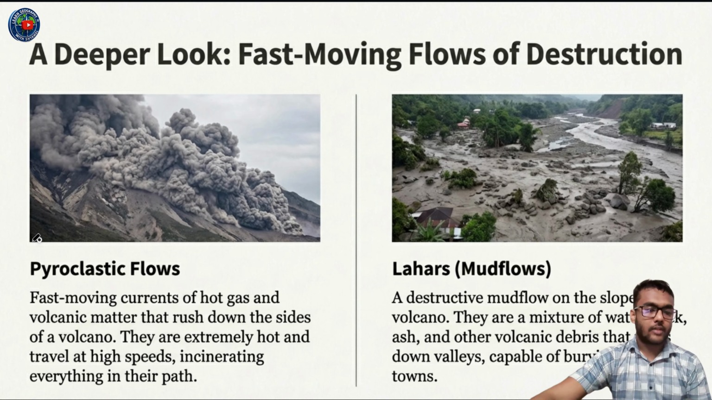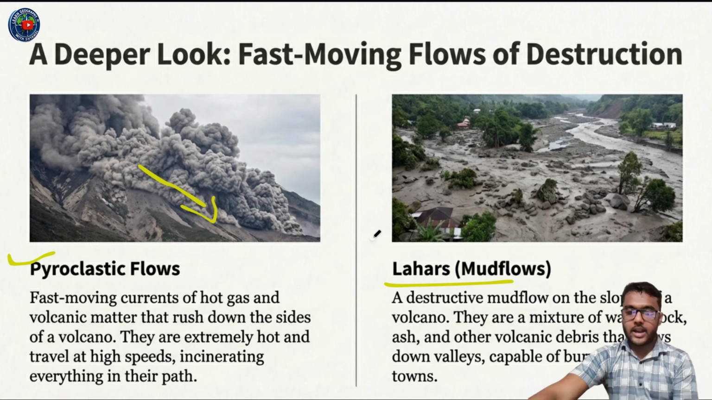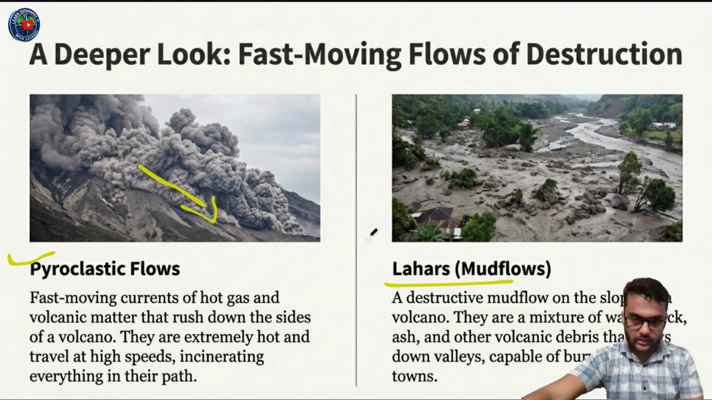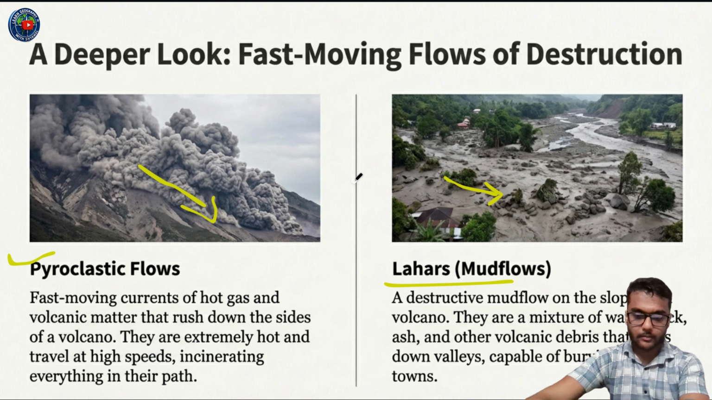What are pyroclastic flows? Fast-moving currents of hot gas and volcanic matter that rush down the sides of a volcano. They are extremely hot and travel at high speeds, incinerating everything in their path. This is the picture of pyroclastic flows. And then lahars, also known as mud flows, are destructive mud flows on the slopes of a volcano. They are a mixture of water, rock, ash, and other volcanic debris that flows down valleys, capable of burying entire towns. This is the picture of a lahar, also known as a mud flow.